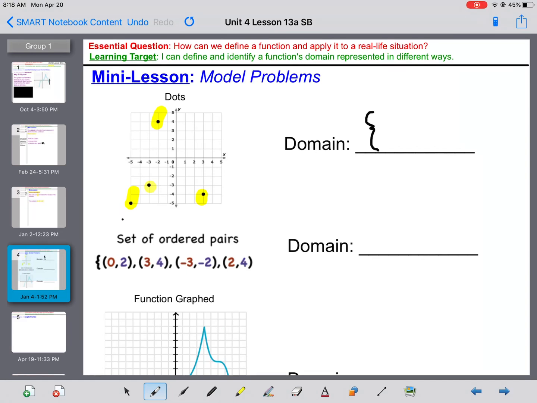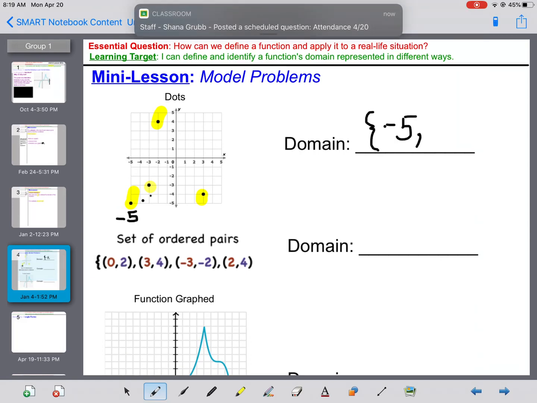What is the x value for the first one? This one is -5. We're going to undo that. Undo, there we go. Okay, with -5, comma. This one is -3.